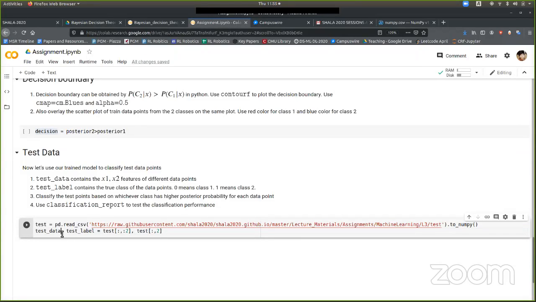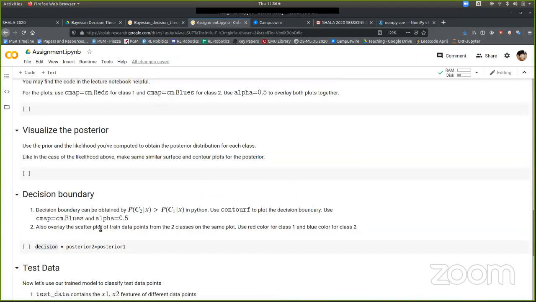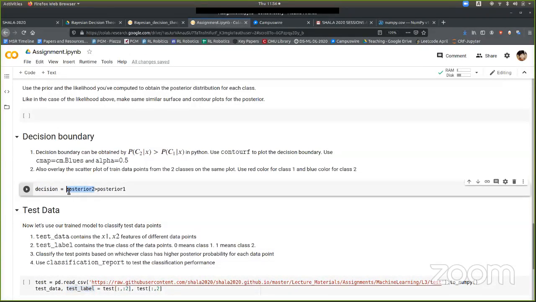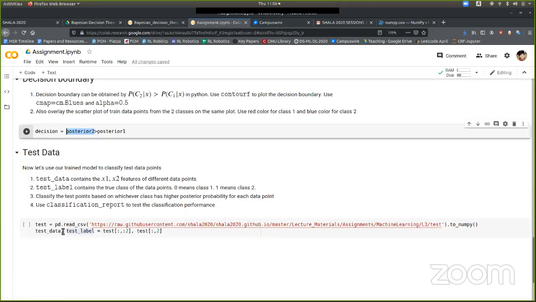You don't a priori know what the true class is, but to check the performance, we have also given the label. For each row, whether the row is coming from class 1 or class 2 is given in the test label. Now, over here you have computed the posterior over the values in the pool, or values from the mesh grid, but you have to simply find the same posterior for the points in the test data.